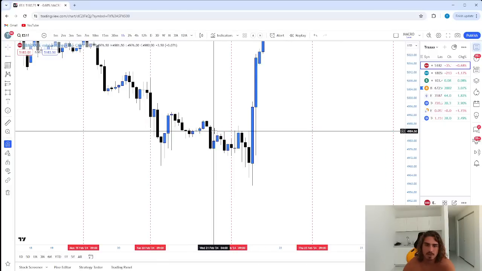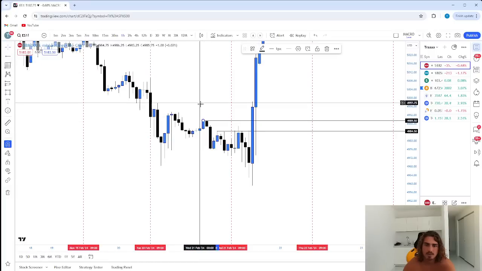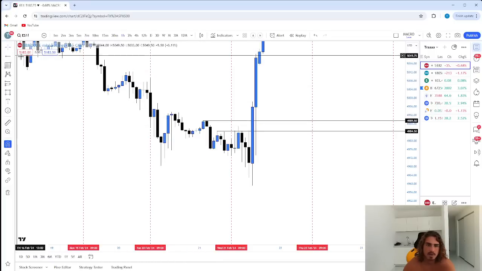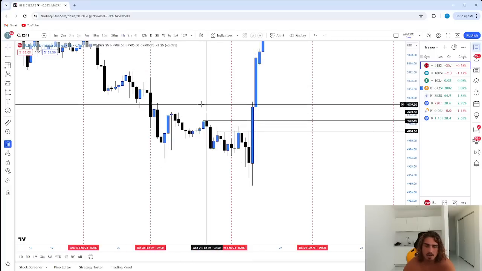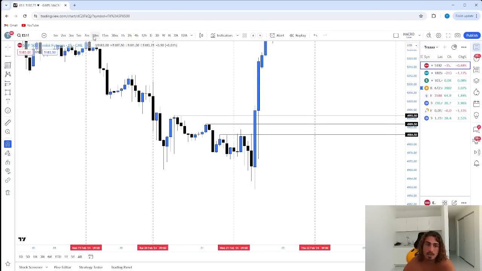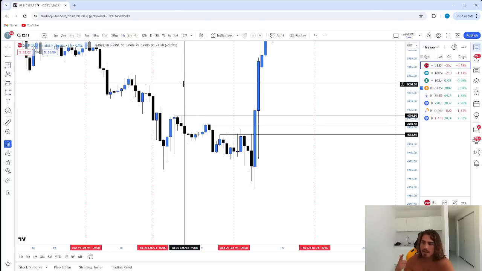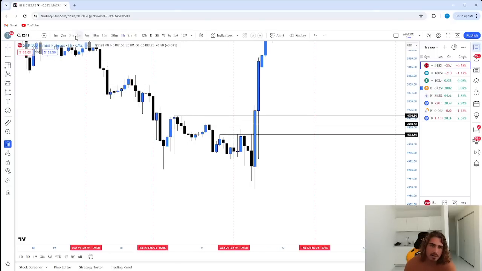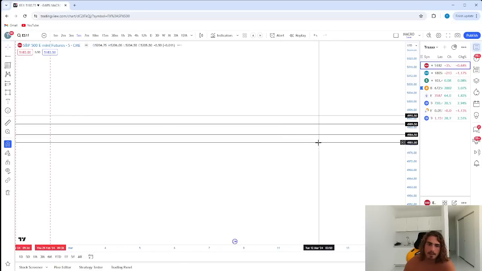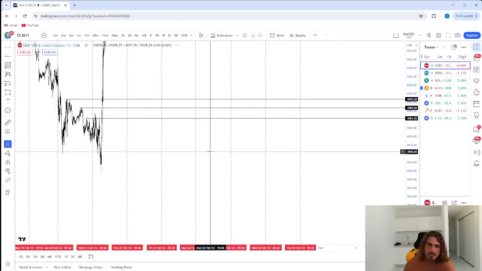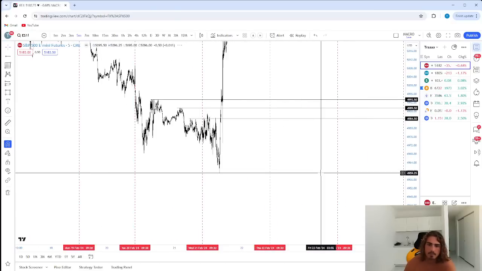What are we looking for? We have these hourly highs. We also have these hourly highs. We also have these hourly highs. All of these have potential to be draws on liquidity. Since both the 4-hour and the hourly are in line, we can scale down into the 5-minute to take our confluences and take our trade.